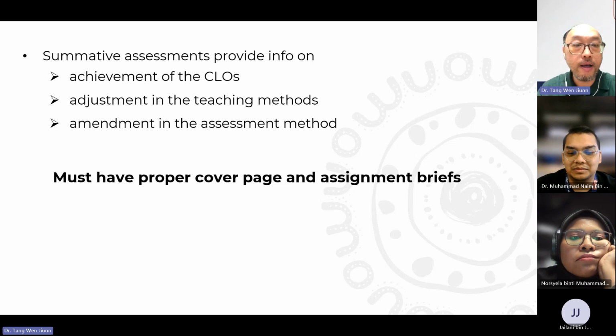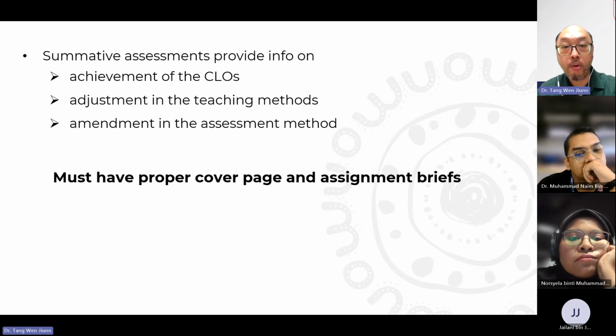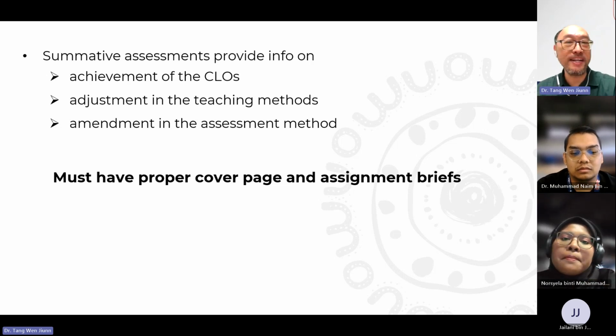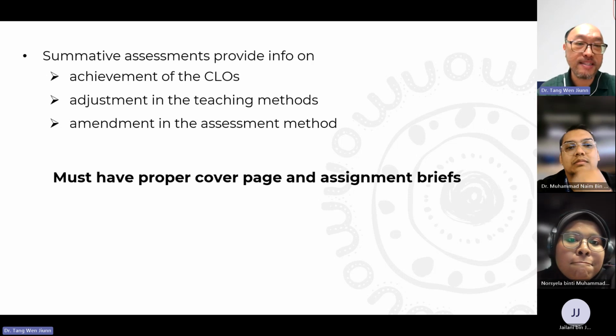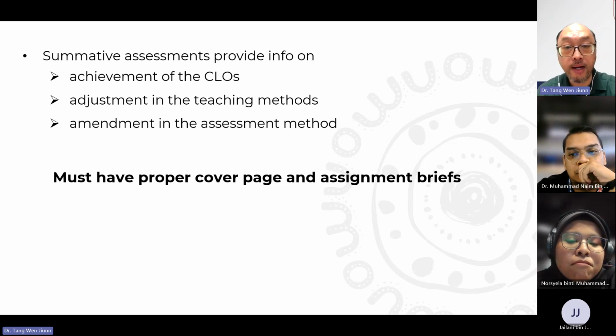So summative, what kind of information can they give us? For formative, we know exactly the problems on the spot. But for summative, for example the final exam, it's too late already to correct, but we can learn from that. First, what information we can get from summative is the achievement of the CLO, the course learning outcome. What is the achievement?